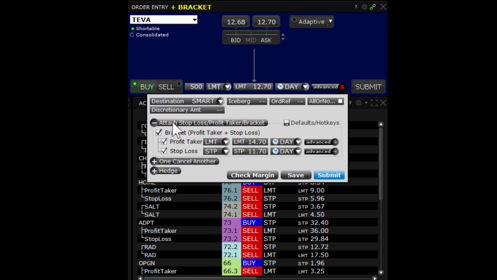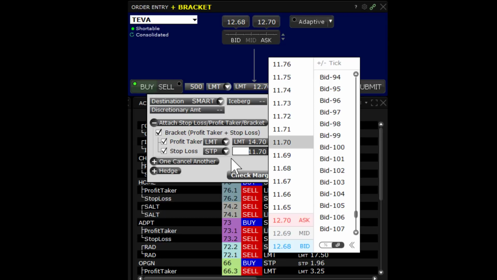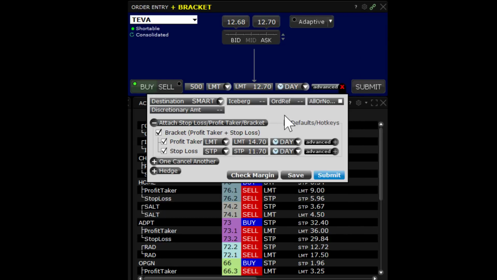In this box, I can check the box for bracket order, and I'll simply put in my stop loss. Let's say my stop loss is 11.70, a dollar stop loss, and my target, obviously, I usually go for 2-to-1, so let's say the target is 2-to-1. So that becomes 14.70, right? So I put in my bracket order and I simply click submit.